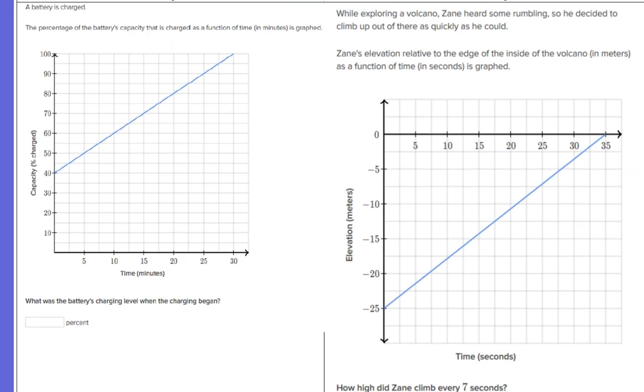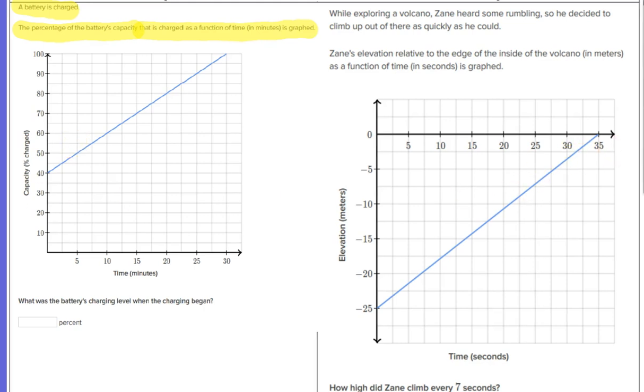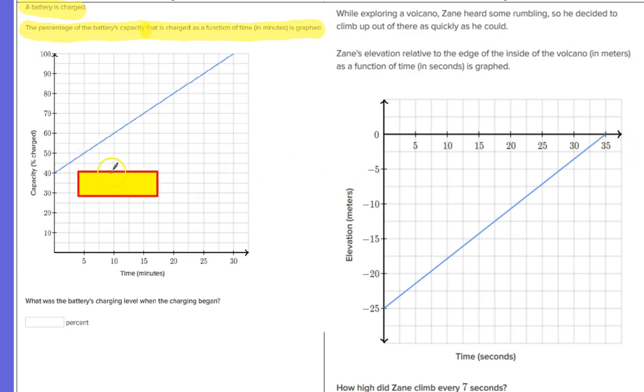We got a graph here, and I'm reading, starting right here, a battery is charged. The percentage of the battery's capacity, that's how much the battery is holding, like a cell phone, that is charged as a function of time, is graphed. So this is just a cell phone, like a little meter on your cell phone. Down here, the little meter is at 40%. And it's got like a lightning bolt on it because it's charging. And then up here, it's 100%. So the little meter on your cell phone is growing from 40% charged up to 100% charged, and that's what our problem is about.